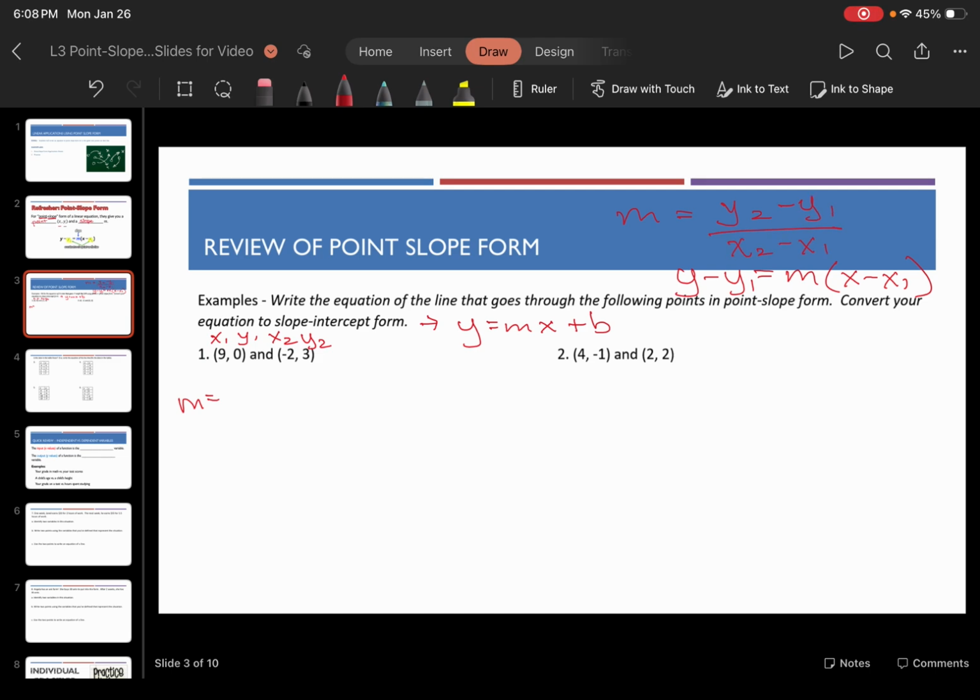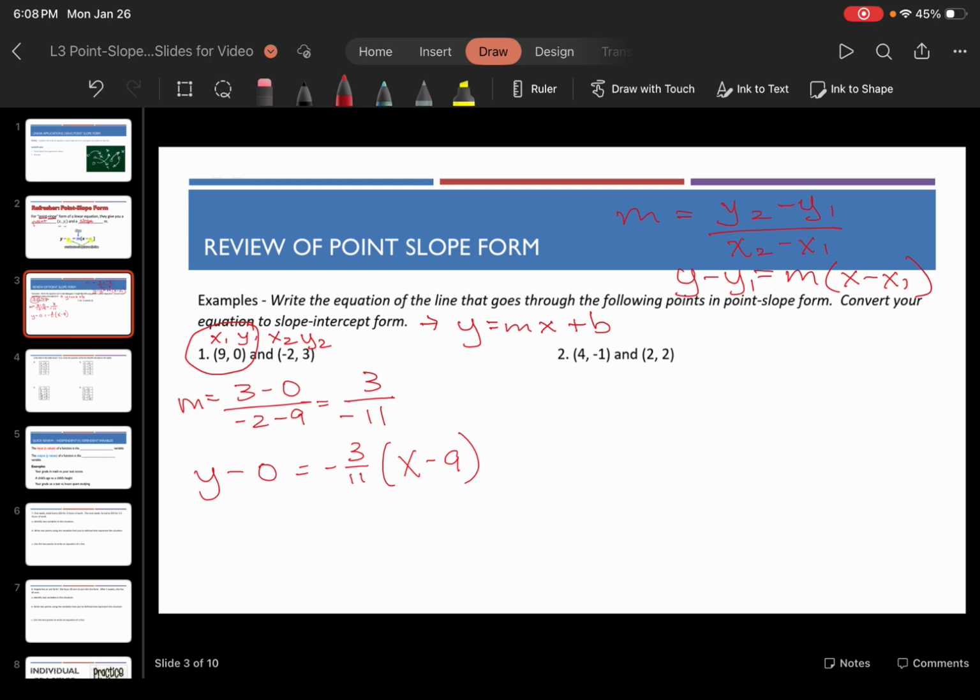To find the slope between 2 points. So 3 minus 0 over negative 2 minus 9. And so 3 minus 0 is 3. Negative 2 minus 9 is negative 11. That can't really be simplified. I'm going to use this point here because I like that it has a 0, to be honest. So I'm going to plug in Y minus 0 equals negative 3 over 11, X minus 9.